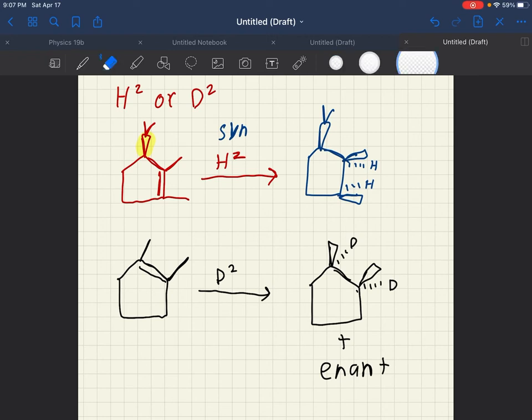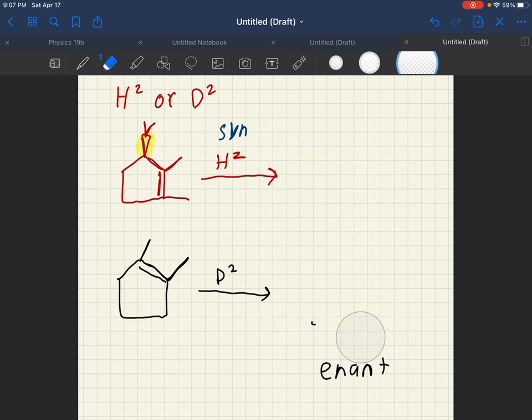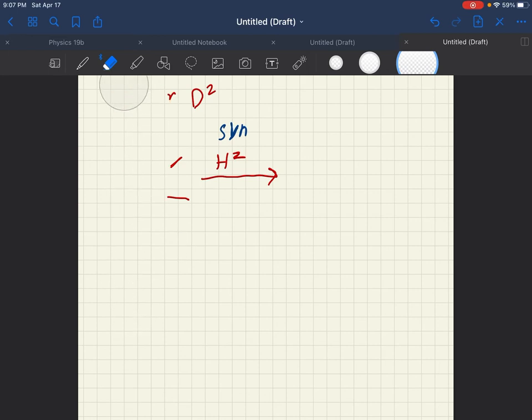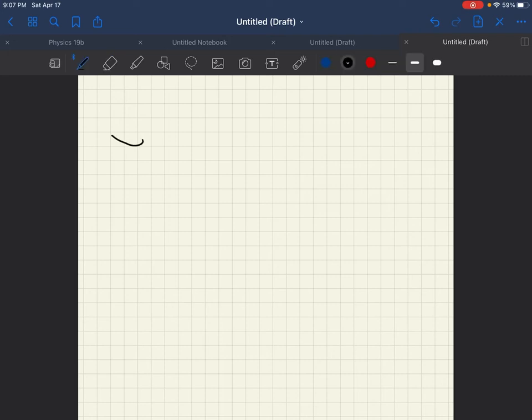Here's what I'm talking about, where the SN1 rule actually comes into play. For any of those syn or anti-additions, carbocation rearrangements don't really occur. However, for additions like this, carbocation rearrangements can occur. So for acid catalyzed additions, it can occur.